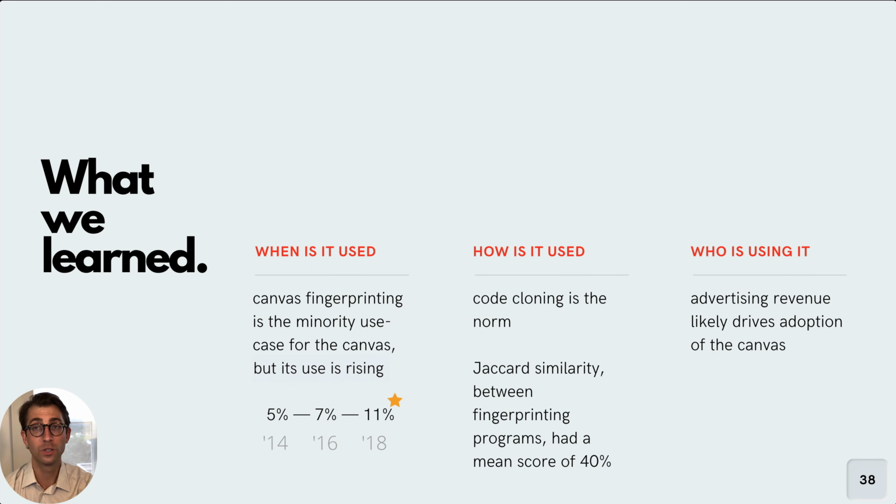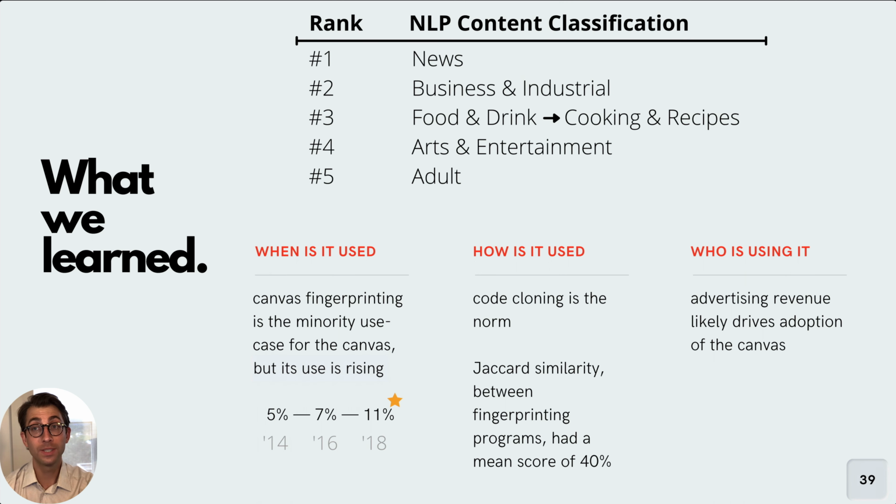Finally, like other research, we found that websites that were monetized by advertising were most likely to engage in use of the canvas for fingerprinting. News consistently comes up as the number one category here of websites that engage in canvas fingerprinting for tracking, but we also found that cooking recipe websites and websites related to arts and entertainment commonly employ this tracking technique.